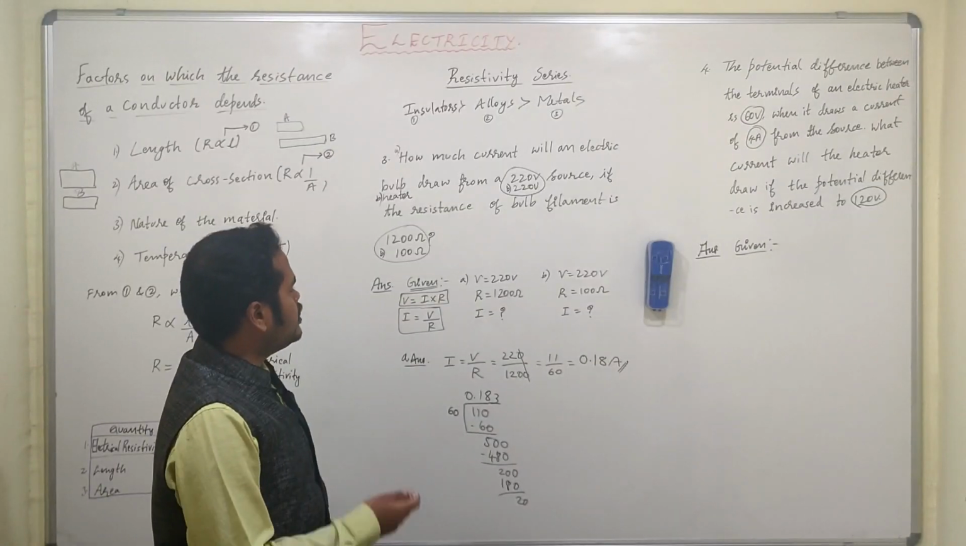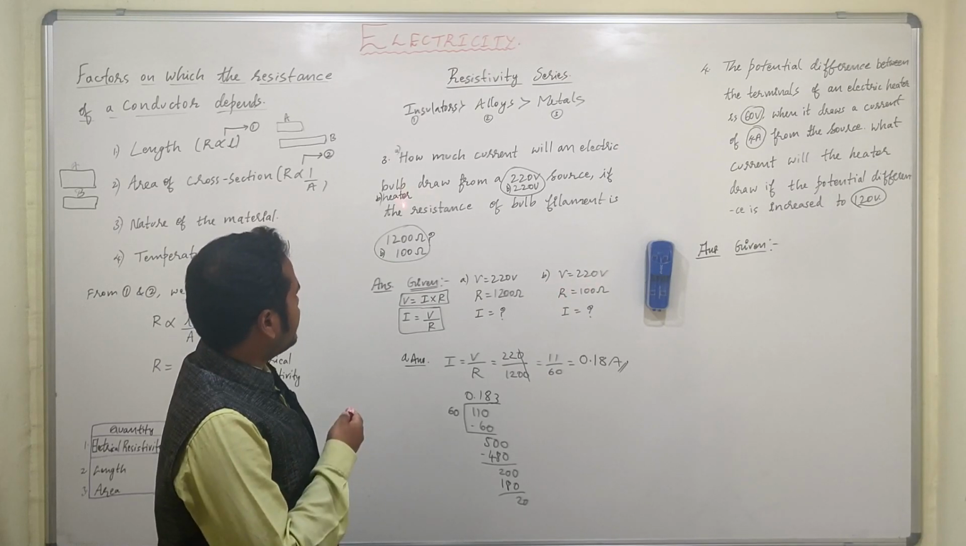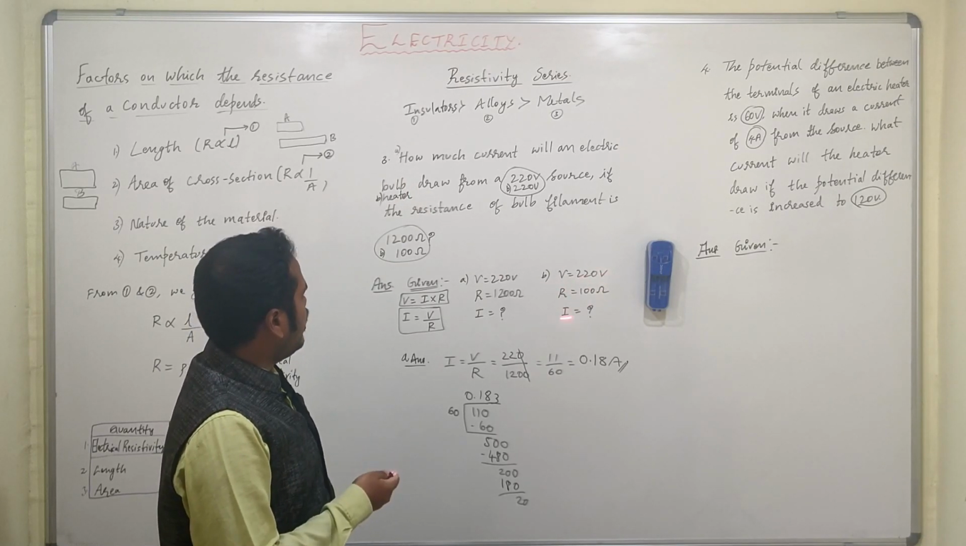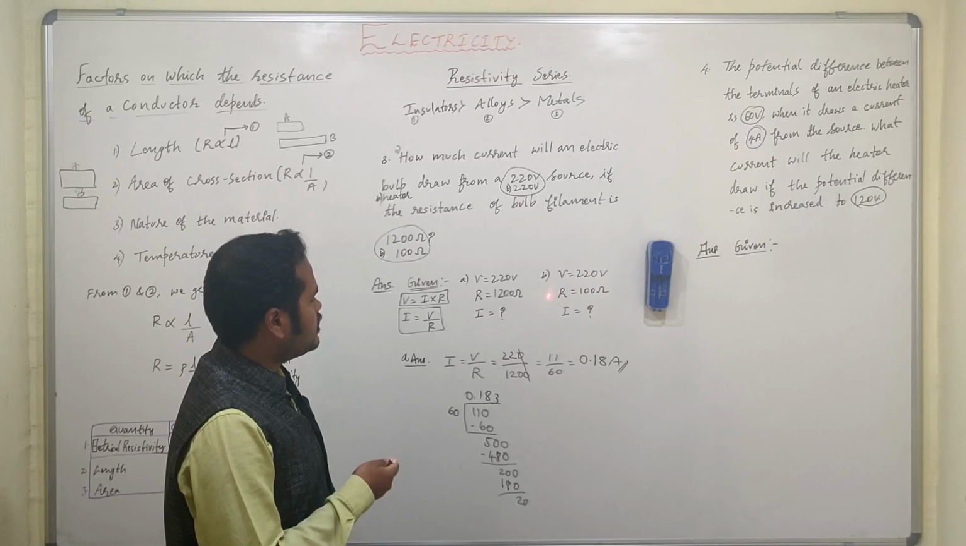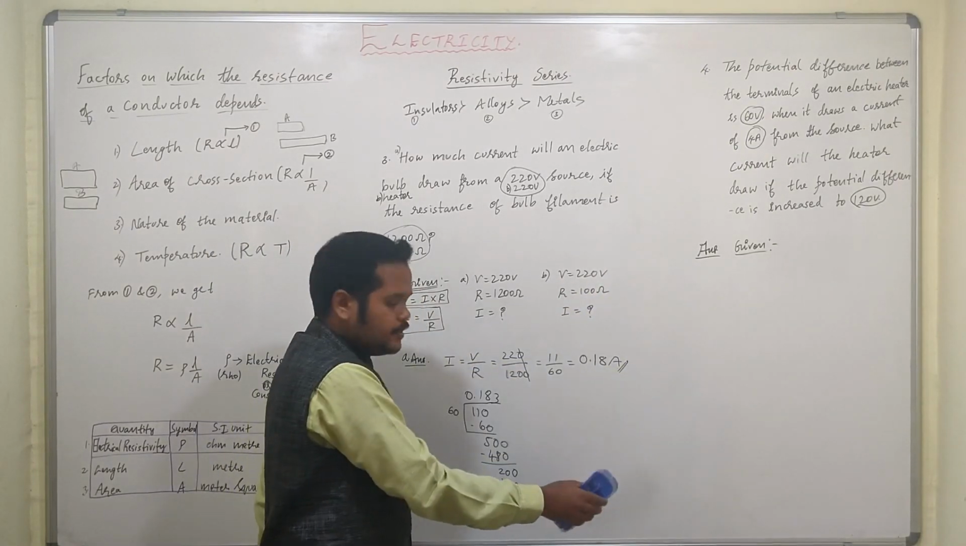Now let us do the B sum. In B, the voltage of the heater is 220 volt and the resistance is 100 ohm. So here the resistance changes. So we will solve B.